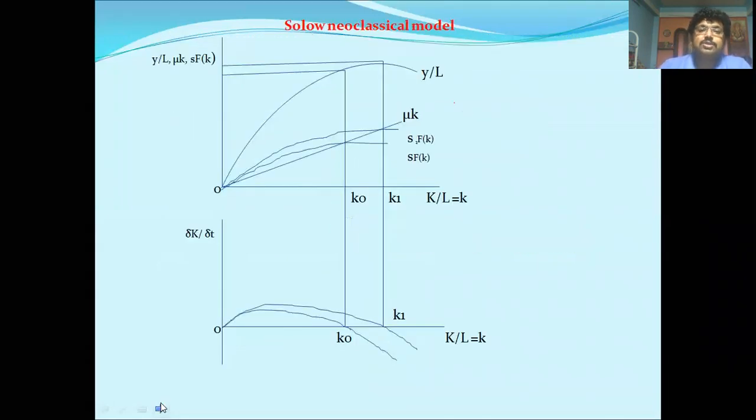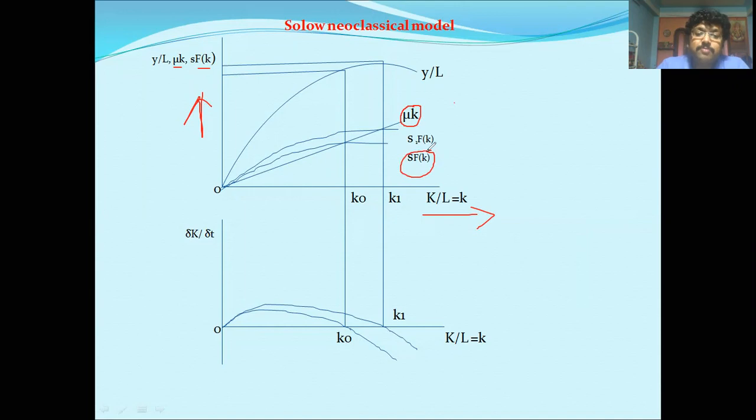Look, this is the Solow neoclassical model. This is the graphical representation of the Solow neoclassical model. Along the vertical axis, we measure Y by L, mu k, that is the capital per head, and the savings per head. And along the horizontal axis, we measure the capital per head. This is the curve of output per head, income per head, and this is the capital accumulation per head curve, and this is the savings per head curve.